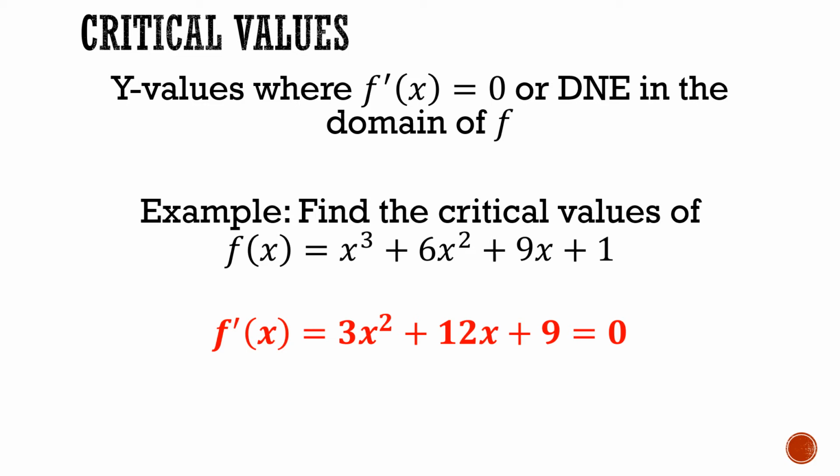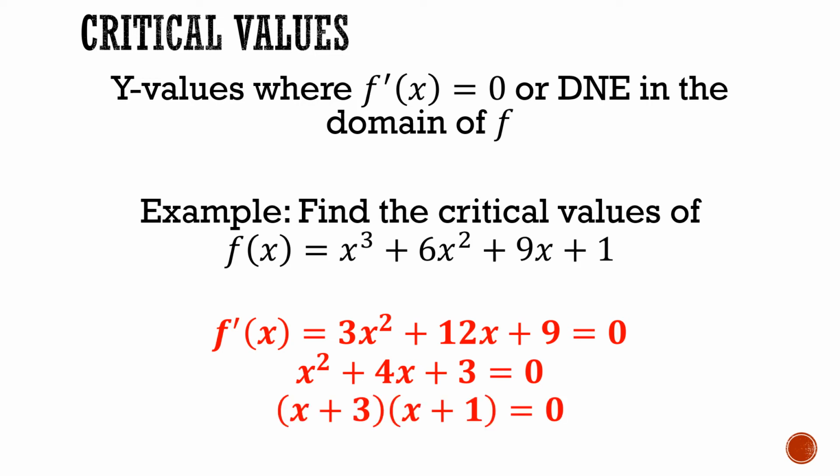So I don't have to worry about that does not exist, but I do need to set that derivative equal to 0. When I set this equal to 0, the first thing I notice is that it's all divisible by 3. So I divide 3 on each side, and I get x squared plus 4x plus 3. From there, I'm going to factor it to be x plus 3, x plus 1, and then I'm going to set my factors equal to 0 to get x equals negative 3 and x equals negative 1.